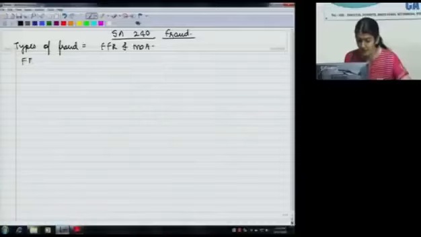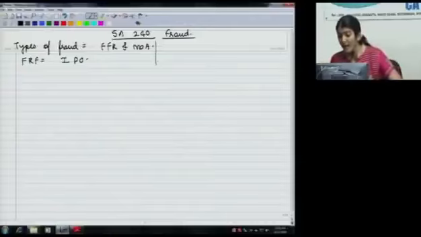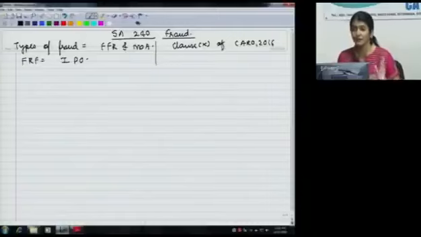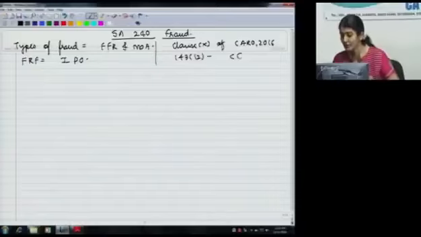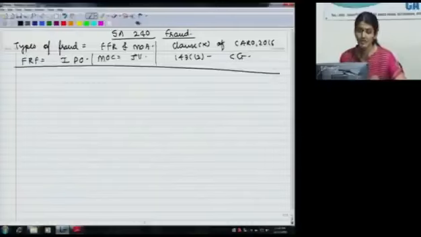Right, and then fraud risk factors are events, conditions or situations which provide an incentive, pressure, or an opportunity to commit a fraud. And then we also said clause 10 of CARO 2016: any fraud on or by the company by its officers or employees noticed or reported during the year. And then 143(12), duty to report the fraud to the central government. And then we also said management override of controls is equal to JV testing.